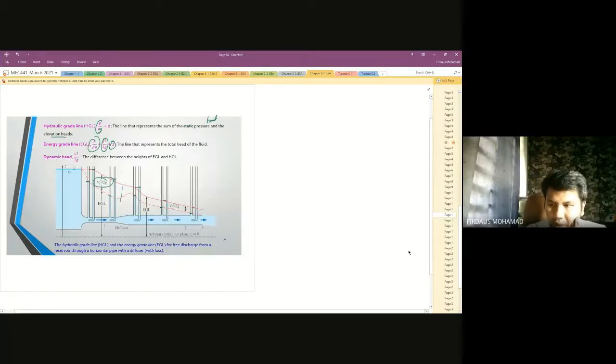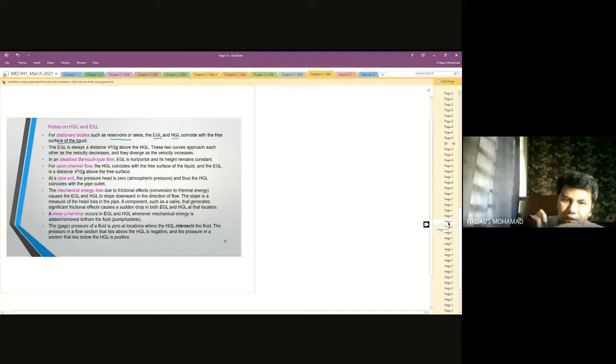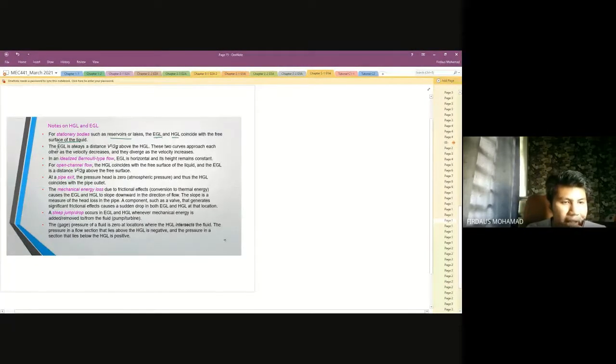Okay. Sebab perbezaan antara HGL dengan EGL adalah due to the velocity, the V. The EGL, energy grade line, is always a distance V squared over 2G above the HGL. These two curves approach each other as the velocity decreases and they diverge as the velocity increases. Jadi faham maksud dia?